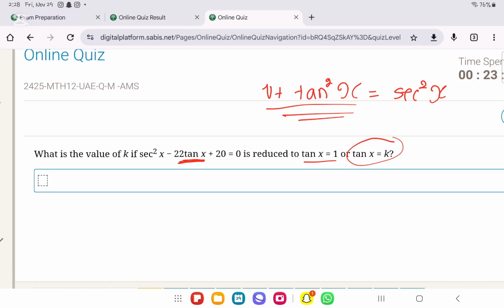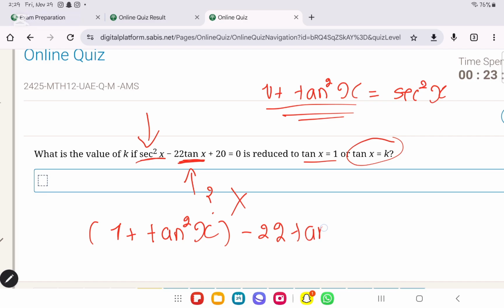So if you have sine, everything should be sine. Cosine, everything should be cosine. Tangent, everything should be tangent. Secant, everything should be secant. So if we have tangent and secant, this is not going to work out. What we're going to do instead is see, can we change the tangent into secant? No, we cannot. We have to keep it the same then. But can we change the secant squared x into tangent squared x? Yes, very simply. So now the equation is transformed into 1 plus tangent squared x minus 22 tangent x plus 20 is equal to 0.